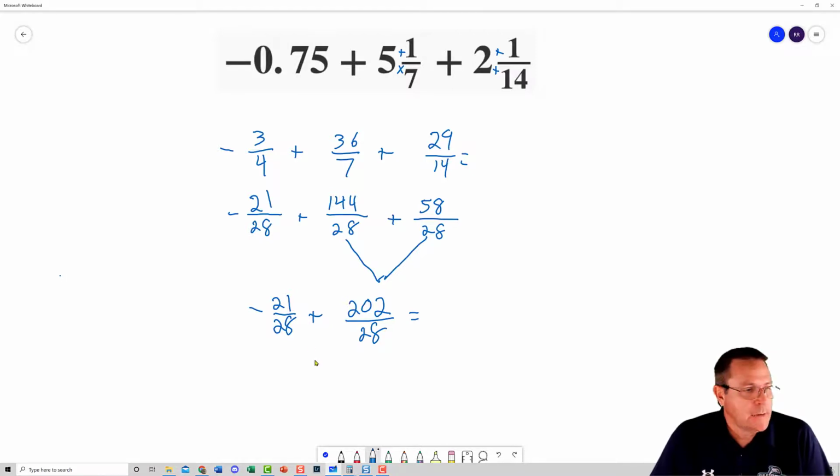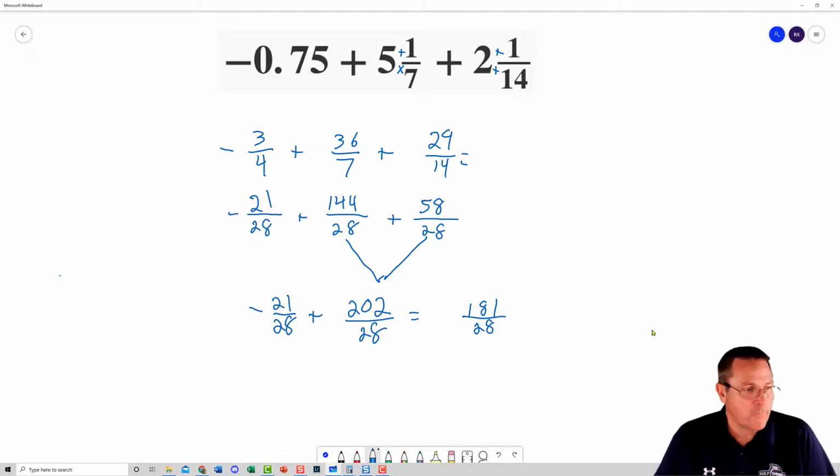Now I've got signs that are different. I'm going to find the difference, and the difference between 21 and 202, well, that'll become 181 over 28. Now that's going to be an improper fraction still. We've got to take that improper fraction and change it back into a mixed number. I don't think it's going to simplify before we do that.